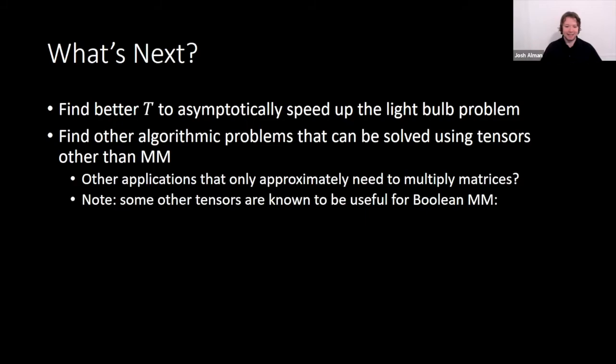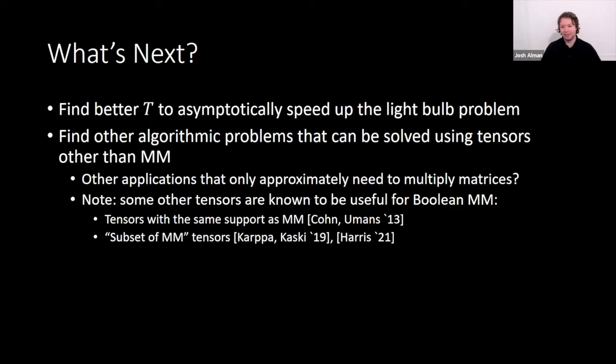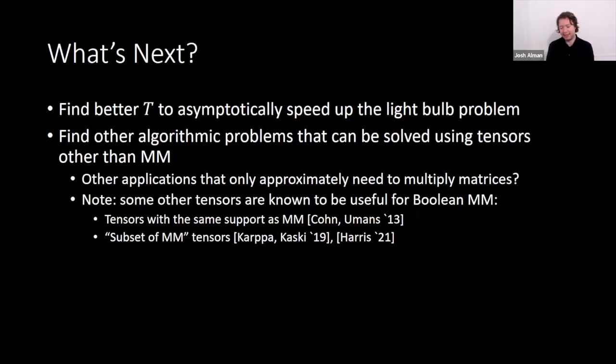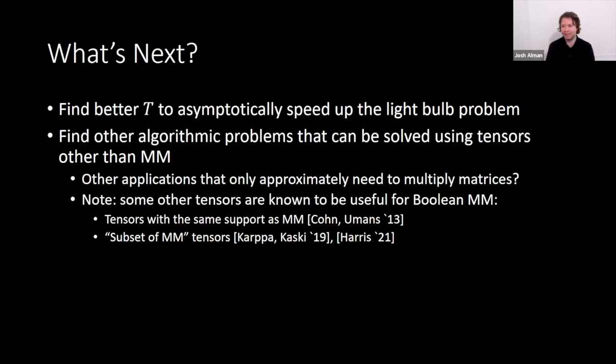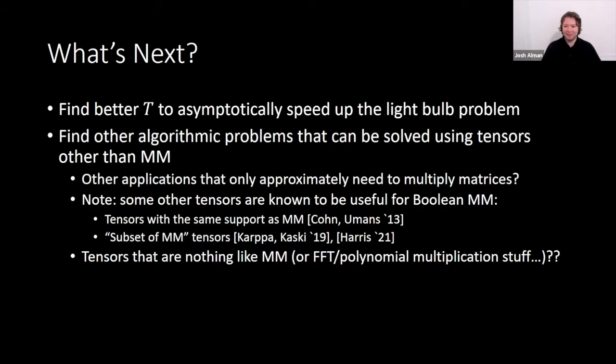And I mentioned this before, but there really are other tensors that are known to be useful for Boolean matrix mult. Coppersmith and Winograd showed that tensors with the same support as matrix mult can be used, and Karppa and Kaski and more recently Harris have shown that these subsets of matrix mult tensors can also be used in that context. But also, more generally, it would be neat to find problems that can be solved with tensors that are nothing like matrix mult or the other tensors we usually study. Okay, that's it. Yeah, thanks.